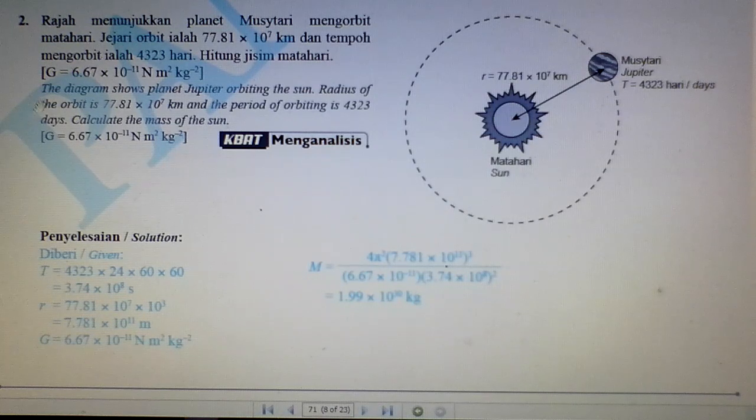If you want to calculate the mass of the Sun, you also use the same formula, but the period now is the period of Jupiter. It depends on what object you discuss. And r here, small r, is the distance between the center of Jupiter to the center of the Sun. And then you can calculate the mass of the Sun. So you substitute all the values, and you will get the answer here.